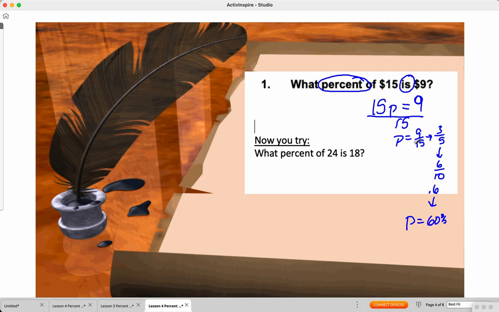Now, I know you probably could make this conversion a whole lot faster than I just did, but I wanted to show you all the steps to kind of think your way down. That P up here is now equal to 60%. Go ahead and pause the video and try the Now You Try.